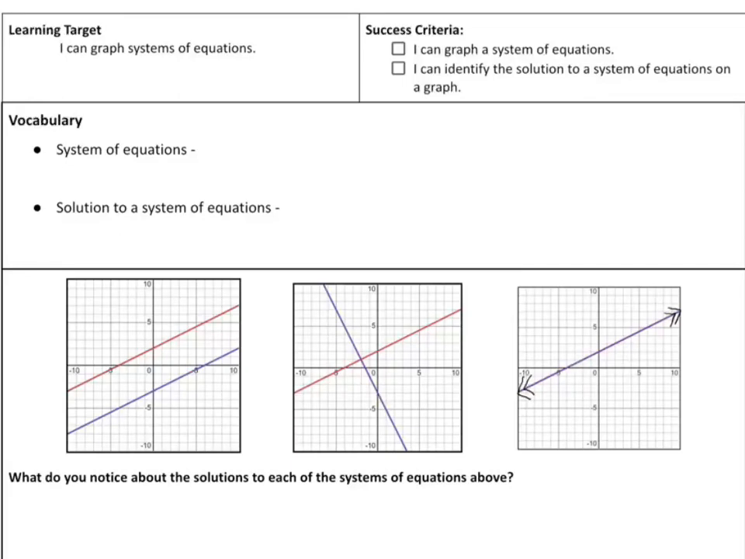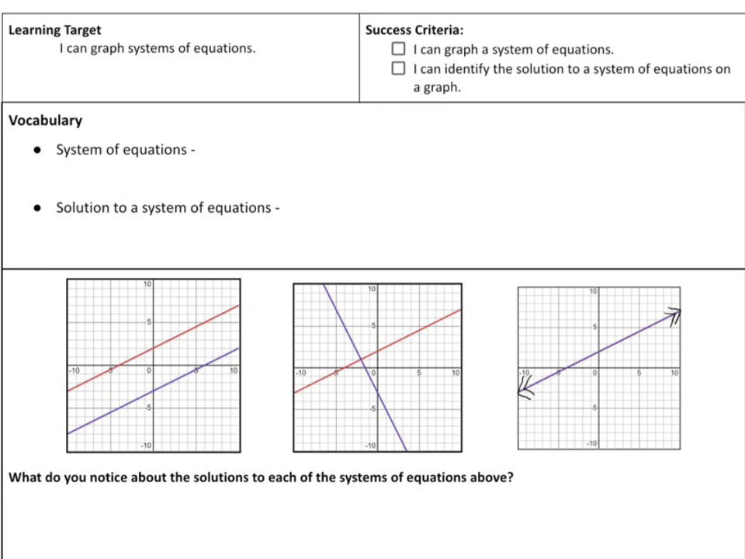Hey guys, we're starting off Unit 4 with systems of equations. Now you've seen systems of equations before in 8th grade, where you normally saw two equations on a graph and had to find that point of intersection, also known as a solution. So in this first lesson, we're going to see if we can graph them, which is different than what you have done in the past, and then identify the solution, which you've seen before.